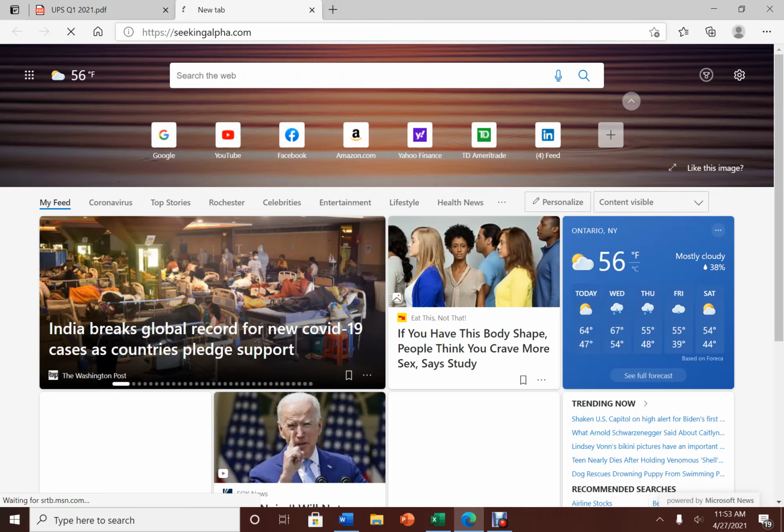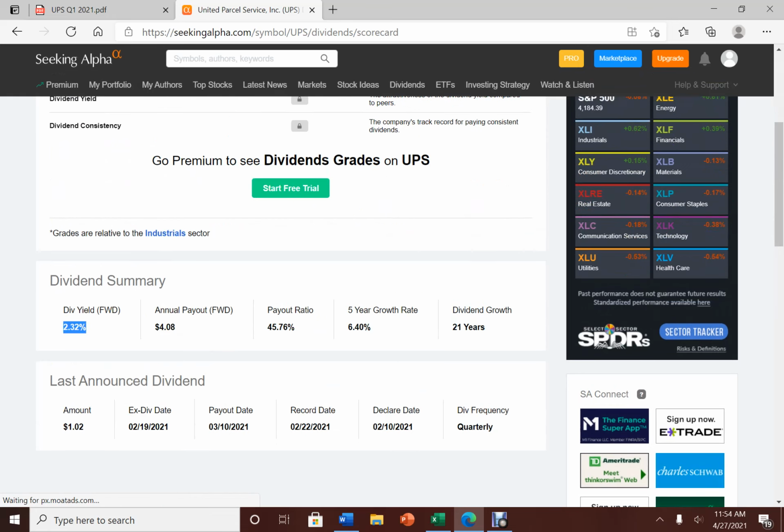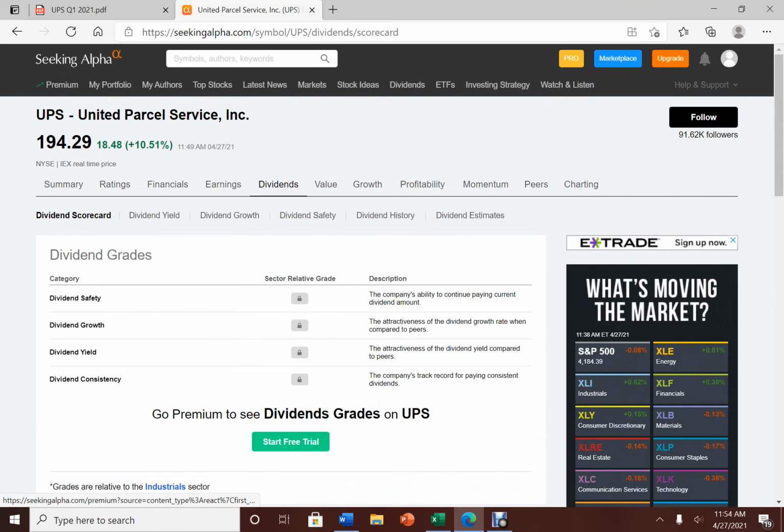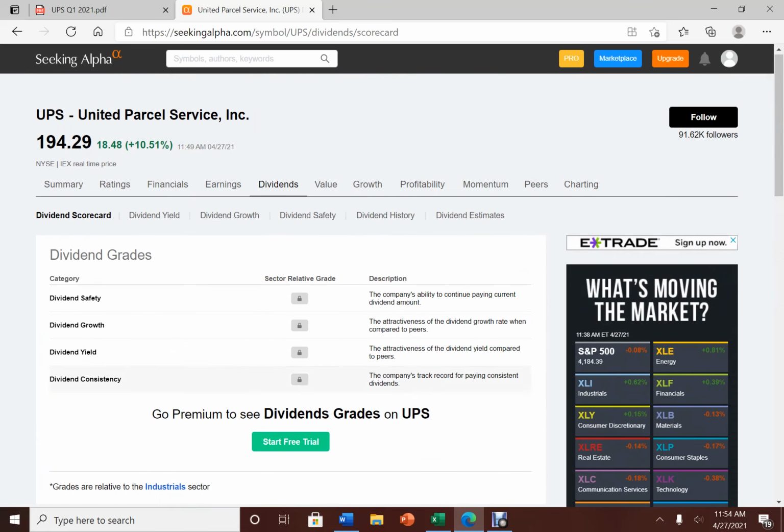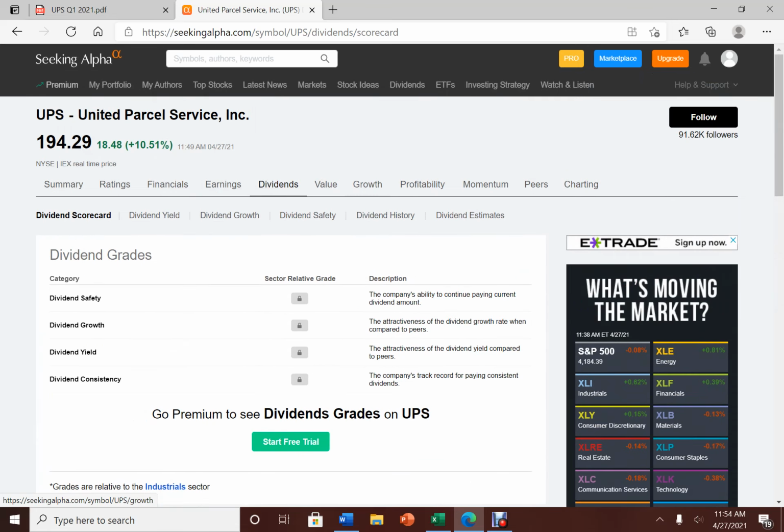5-year growth rate is 6.4%. They've been growing this dividend for 21 years. Again, UPS is trading at a premium valuation because of how safe this business is. When a business is very safe, investors are not really going to sell out the stock to drive the stock price down because they feel safe owning it.